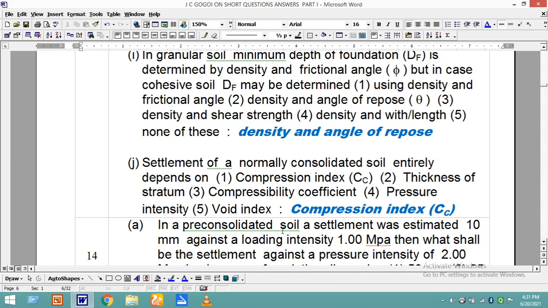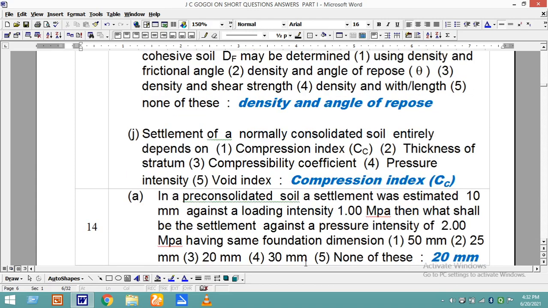In a pre-consolidated soil, a settlement was estimated as 10 millimeter against a loading intensity of 1 MPa. Then what shall be the settlement against a pressure intensity of 2 MPa having the same foundation dimension? The foundation dimension will be the same, only the pressure intensity is increasing. The given answers are 50 mm, 25 mm, 20 mm, 30 mm, or none of these.